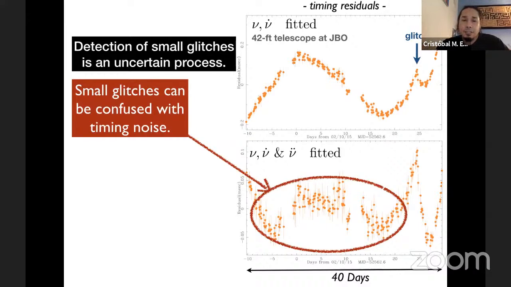If you do the nu double dot fit, so you fit for the second derivative of the frequency, you see more details of the behavior of the residuals. You can see that the glitch is still there, but then there are other features that might appear sharp or cuspy, like glitches, or not. And this is what I mean, that when you start looking for glitches in the noise, you might find many or you might not. It's an uncertain process.